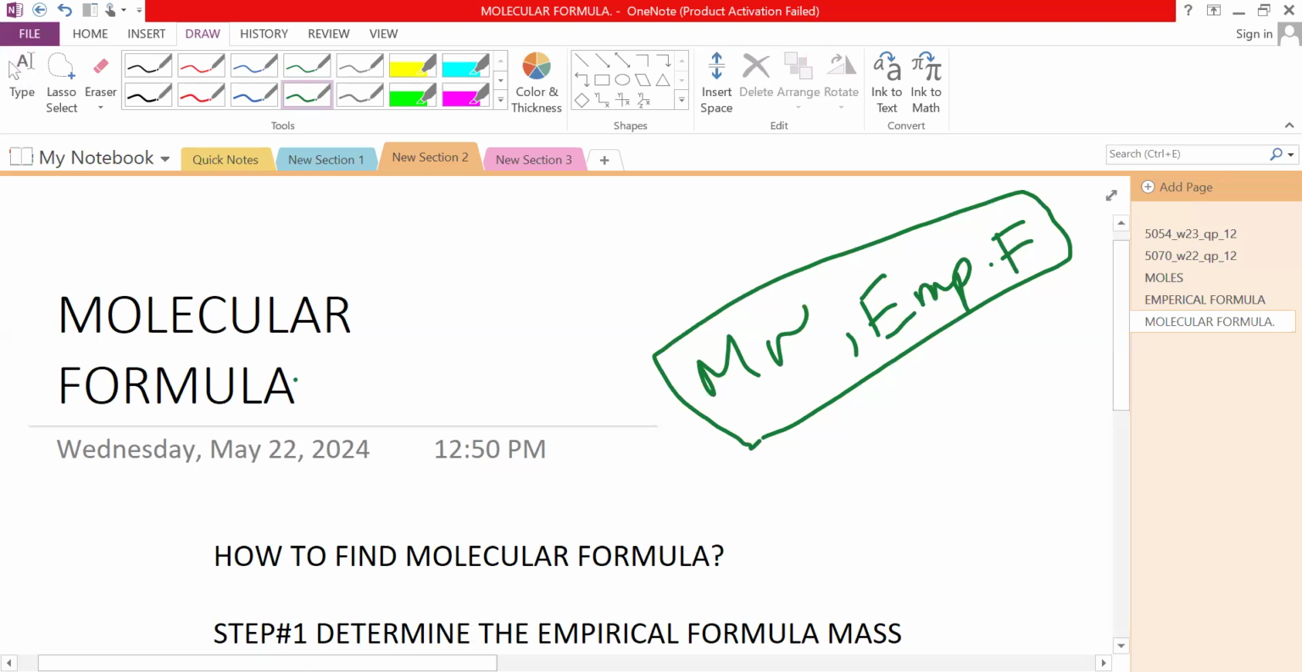Step 1 to find the molecular formula is to determine the empirical formula mass. The empirical formula would be given in part A, and the molecular formula would be asked to find in part B.